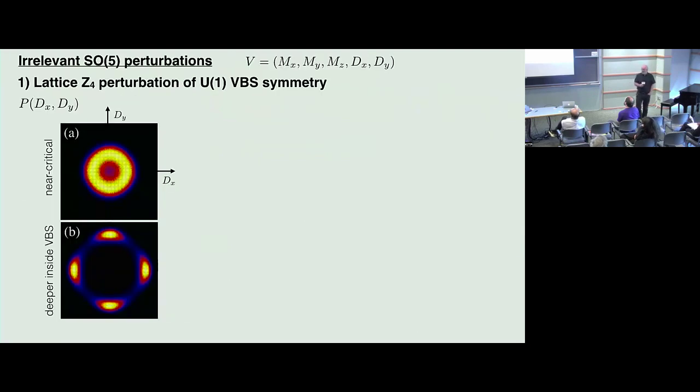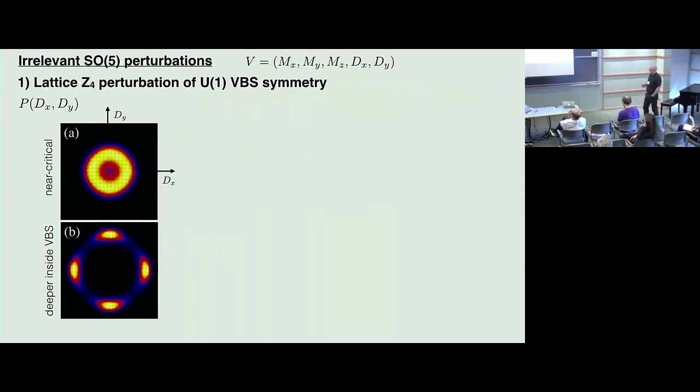Okay, now let me talk about emergent symmetries. So, as has been mentioned, this SO5 symmetry, as first pointed out by Nahum et al. Even before that, we knew that we had emergent U1 symmetry of the VBS. So if you look in the simulation at the distribution of the x and y components of the VBS order parameter, if we sit close to the critical point, this looks circular. So U1 symmetric, and when we go further into the VBS, finally we see these 4 dots corresponding to Z4.